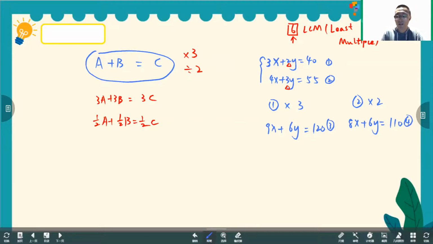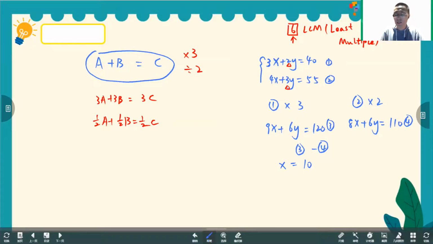And then we take away the smaller one from the larger one. So 3 minus 4, that will give us x. So 9x minus 8x is x. And then 6y minus 6y cancels out. 120 minus 110, that will give us x equals to 10. Yeah, and then we plug this x equals to 10 back into equation number 1 or equation number 2 or 3 or 4. It's arbitrary. So whichever you see fit.